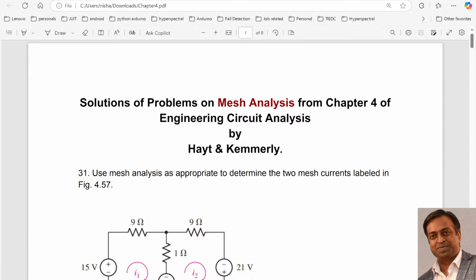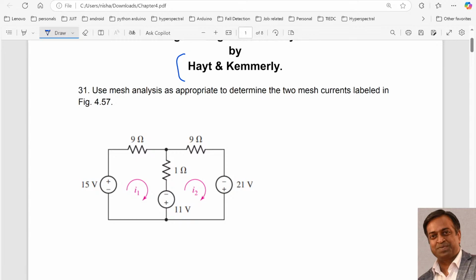In today's session I am going to discuss some of the problems on mesh analysis from chapter 4 of this book, Engineering Circuit Analysis by Hayt Kemmerly. The first problem that I am going to discuss is this. The circuit is given, and using mesh analysis we need to determine the two mesh currents, that is, the values of I1 and I2.